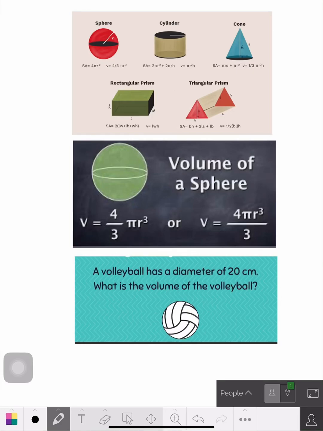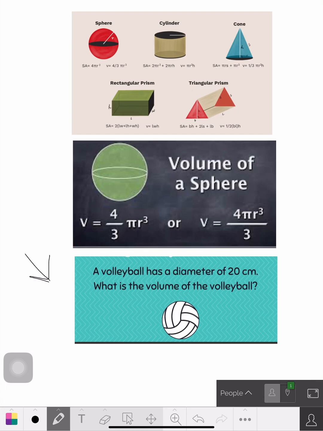The problem that they gave us today was: a volleyball has a diameter of 20 centimeters. What is the volume of this volleyball? Above, I put some of the formulas that you'd come across: the sphere, the cylinder, the cone, the rectangle prism, the triangle prism. And then I actually took the volume of a sphere and blew that up so you can see the different formulas.